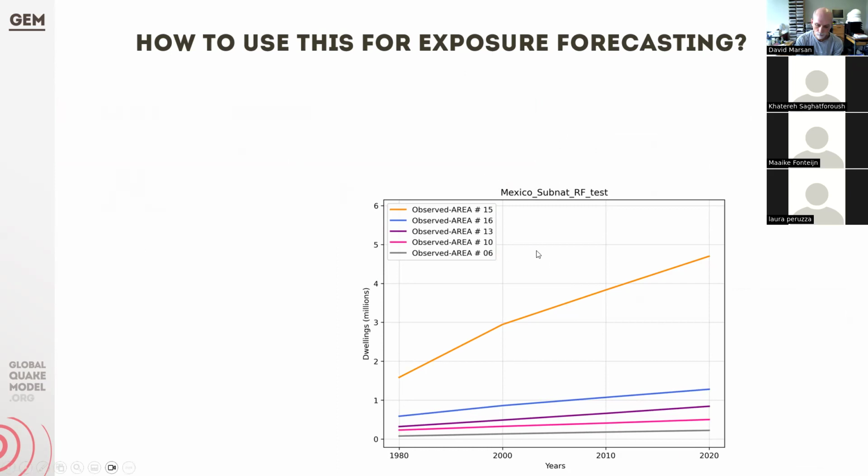So just to give you an example of how this can be used, and again, taking a look at Mexico, this yellow line that you see here is Mexico City. These 1980, 2000, 2010, and 2020 are actually the observed number of dwellings, residential dwellings, that the census information is telling me that we have for Mexico City, okay? So as I was telling you, these are known observations of the variable that I choose, which in this case, if I'm trying to predict the number of dwellings, will be my target variable.